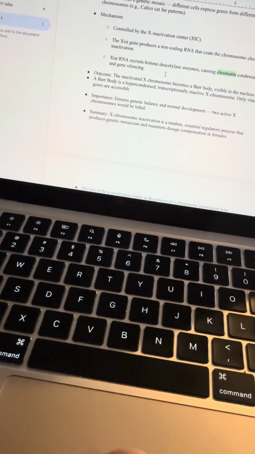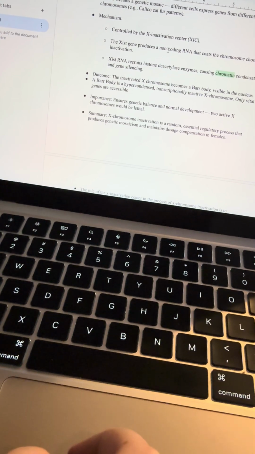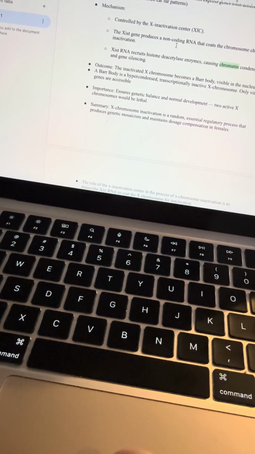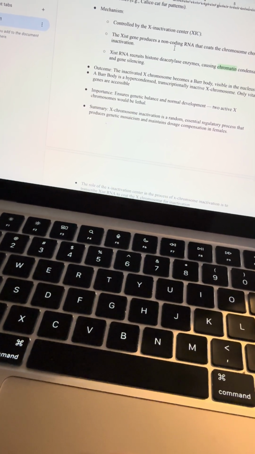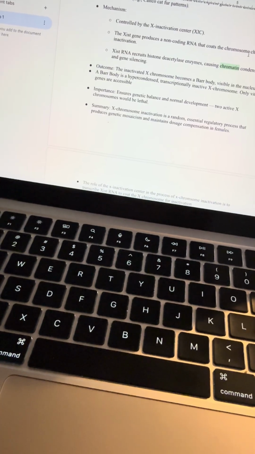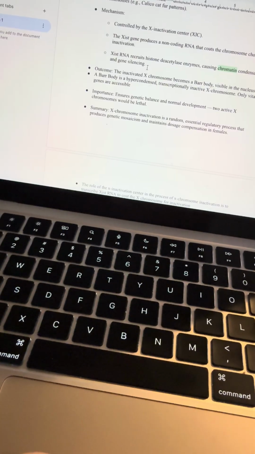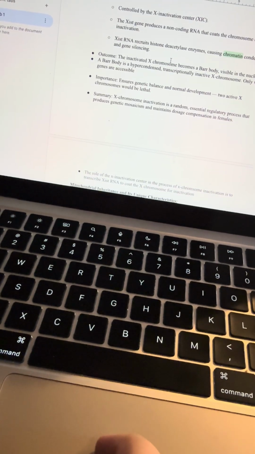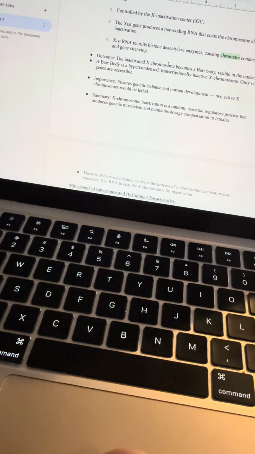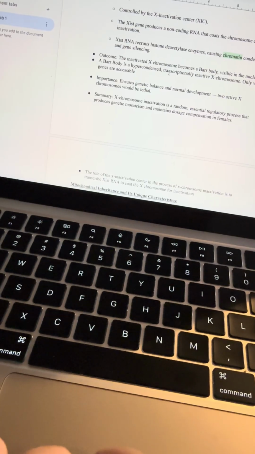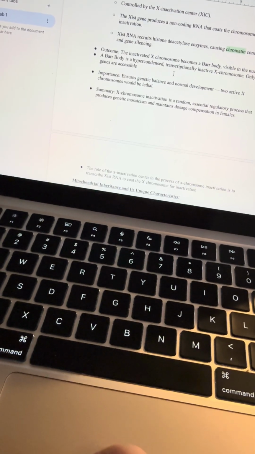The mechanism is controlled by the X inactivation center, XIC. The XIST gene produces a non-coding RNA that coats the chromosome chosen for inactivation. XIST RNA recruits histone deacetylase enzymes, causing chromatin condensation and gene silencing.